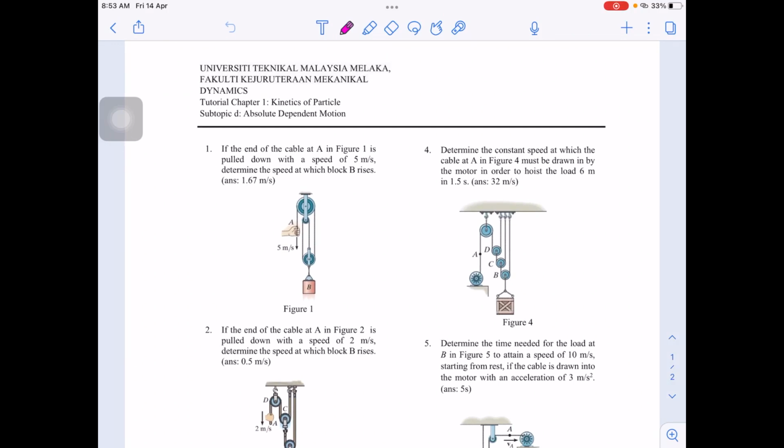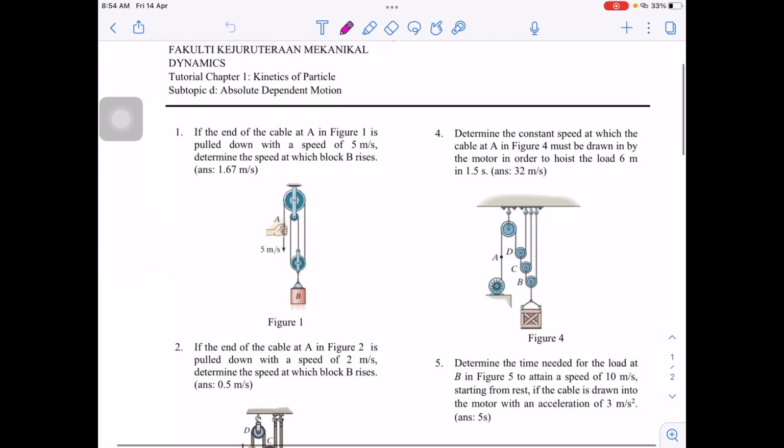For question number 1, if the end of cable A in figure 1 is pulled down with a speed of 5 meter per second, determine the speed at which block B rises. So this is a pulley system. For a pulley system, the first step is you need to draw the datum.